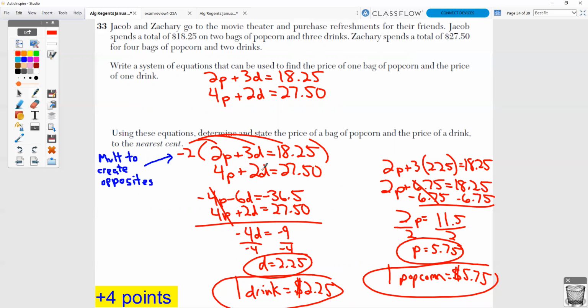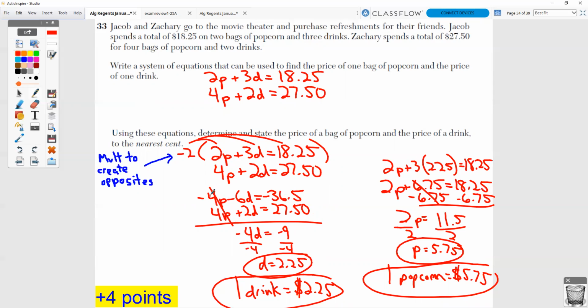So you have these 2 equations. I would do it algebraically by multiplying to create opposites. 2 goes into 4 evenly, so I would try and create opposites with the p's. You create the opposite of 4 by getting -4 up here. To get a -4 here, I have to multiply by -2. Distribute, distribute, distribute. So I have these 2 equations now.